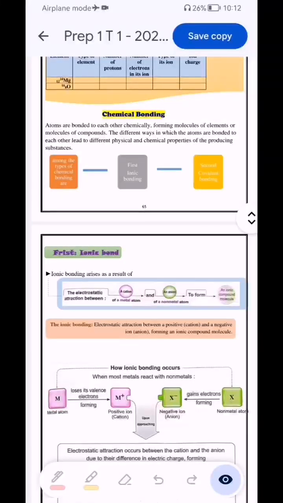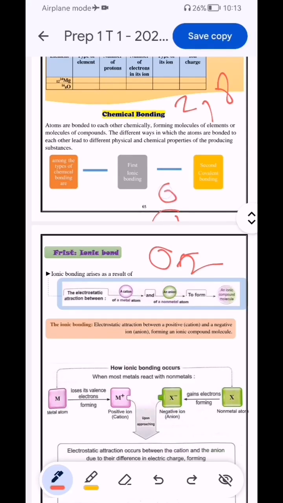As we said, elements bond together chemically, forming molecules of elements or molecules of compounds. A molecule of an element has identical atoms, like O2. O2 contains two atoms of oxygen, but they are identical, so it's called a molecule of an element. Like O3, ozone, as we said in the previous lesson, contains three identical atoms of oxygen. Or a molecule of a compound, like CO2 or HNO3, contains different atoms. And this different way of bonding atoms to each other gives us new substances with different chemical and physical properties.